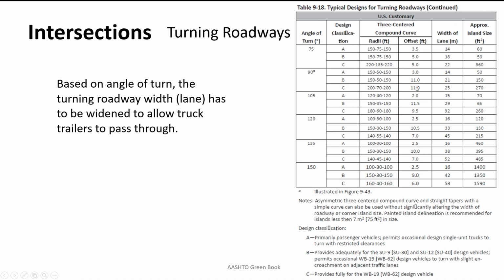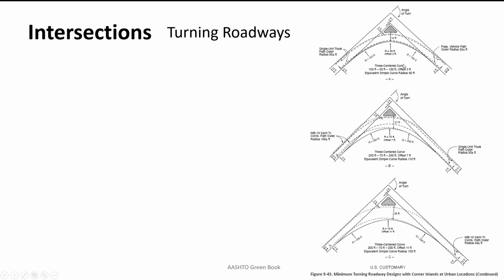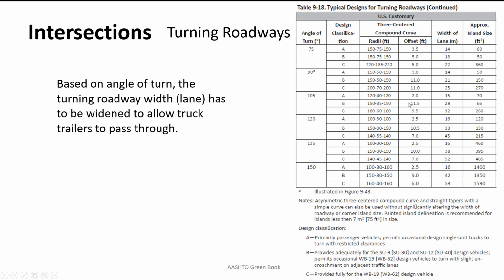And here's the offset on that three-centered curve. That's the center radius offset this much. Here's the lane width. That's what we really care about for today, what's that lane width, 14, 21, or 25, and you'll see that's what's listed here, 14, 21, and 25. That's where they're pulling those numbers from. And down here it tells you what those design classifications mean. This is passenger cars. This is the straight unit trucks and smaller semis, and this would be for a lot of semis, is what AASHTO is suggesting.